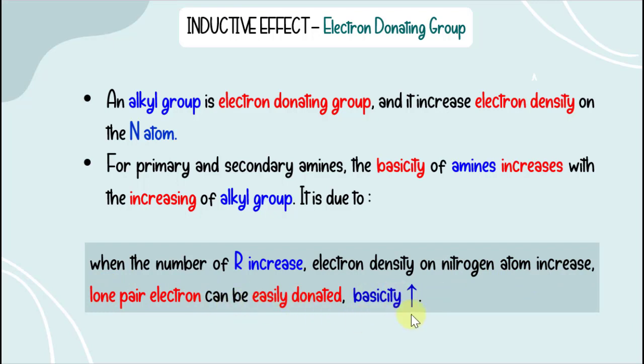Thus, basicity also increases. Okay, so kita tengok pada electron density on the nitrogen atom. So, if we can increase the electron density on the nitrogen atom, so lagi banyak electron pada nitrogen, lagi senang dia nak donate kepada proton.